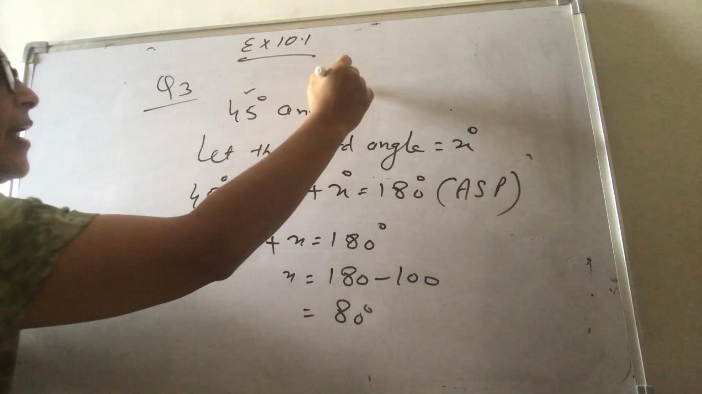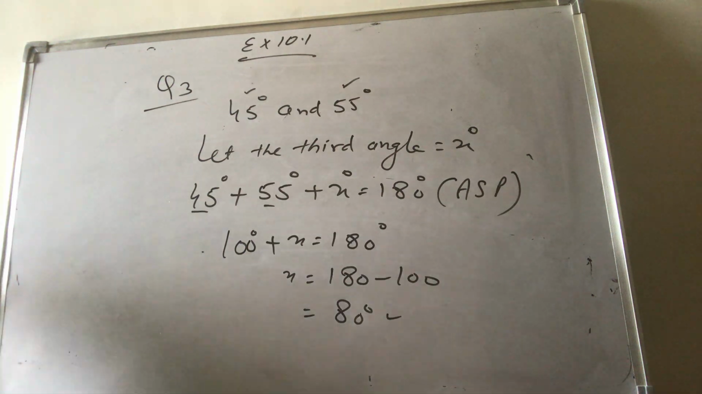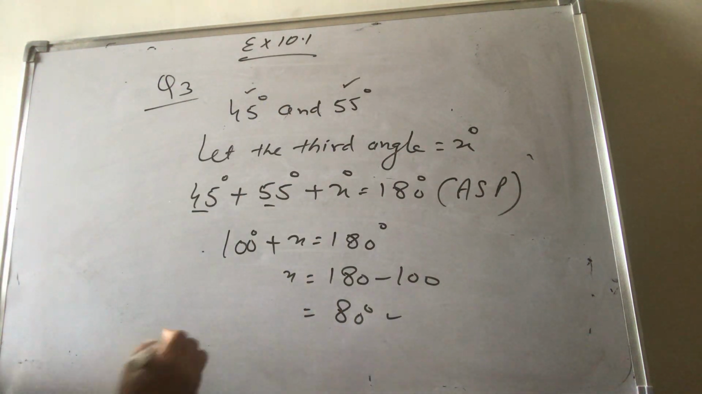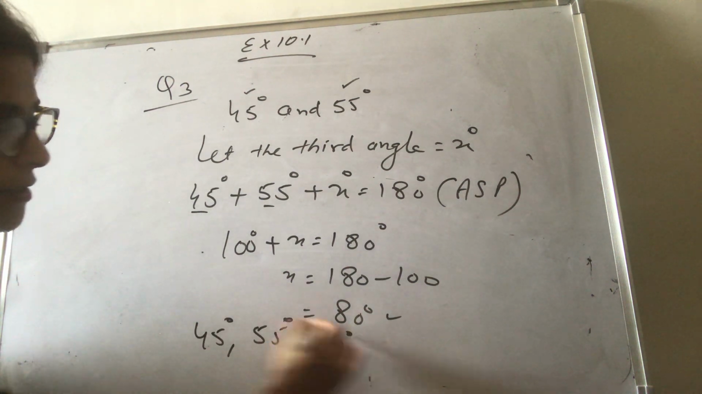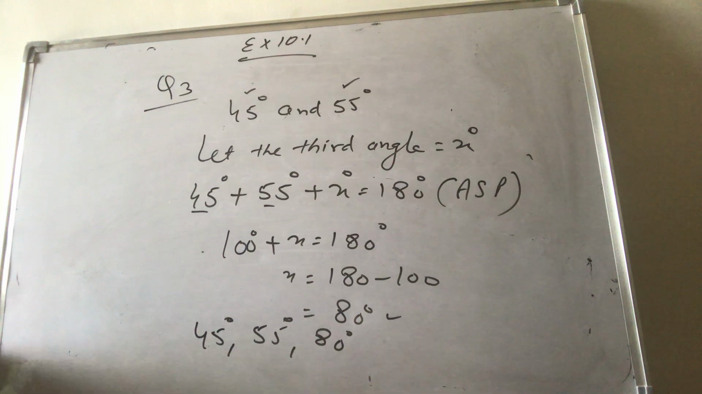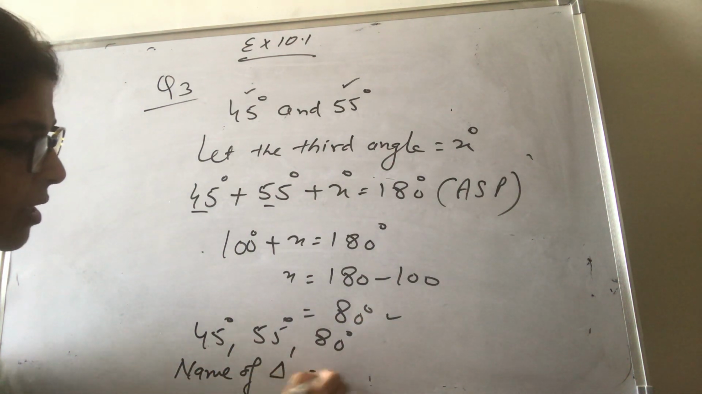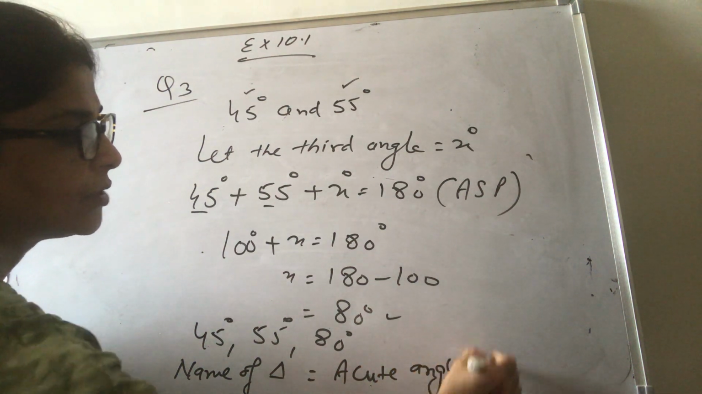Now we have two angles 45 and 55 and the third angle as 80. 45, 55, 80. All three angles are acute. We will write here 45 degree, 55 degree and 80 degree. All three angles are acute. So the name of the triangle will be acute angled triangle.